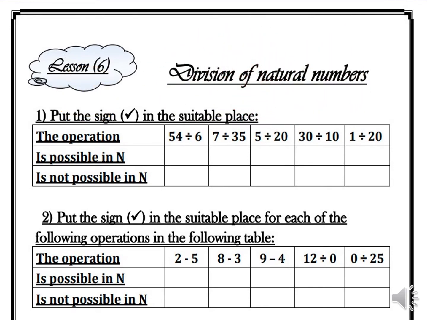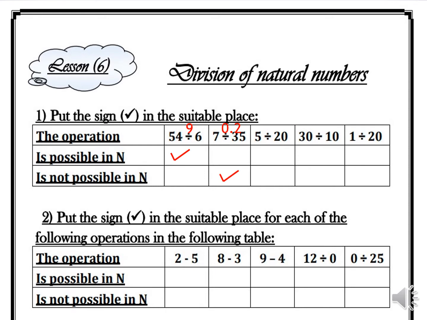So the first operation, 54 divided by 6. 54 divided by 6 equals 9. 9 is a natural number, so it's possible in natural number. Let's try the second operation. 7 divided by 35, try it in your calculator. You'll find that the answer is 0.2. It's a decimal number, so it doesn't belong to the natural number. It's not possible in N.